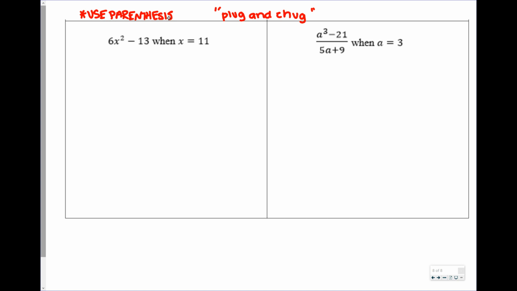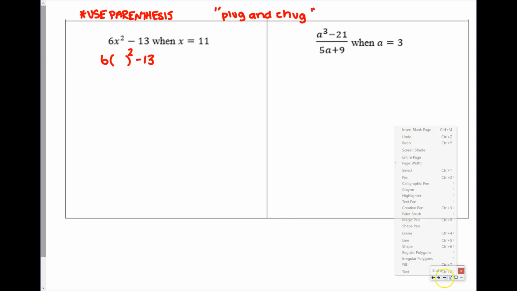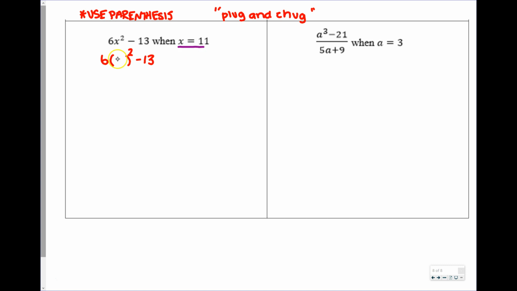So I like to make what I call a shell. I keep the 6, but I turn that x into a set of parentheses. Keep the squared symbol, keep the 13. I call this a shell. Now I'm going to take that 11 that I know x is equal to and replace the x with 11. Now that I've created this new equation, I can solve it using order of operations.